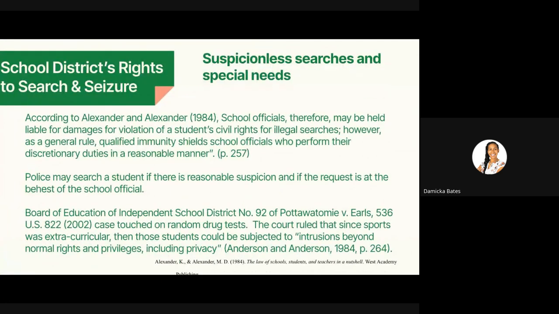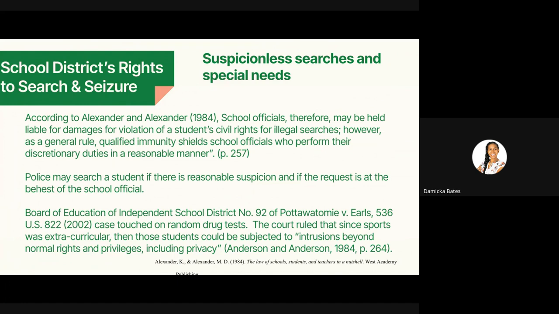So there are a couple things also under the district's rights for search and seizures. There's a concept called suspicionless searches and special needs. And so, according to Alexander and Alexander, officials therefore may be held liable for damages for violation of a student's civil rights for illegal searches.